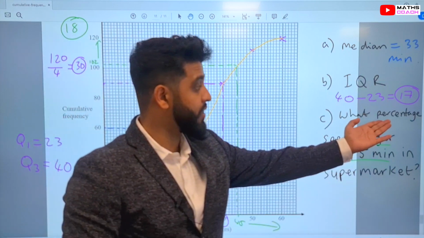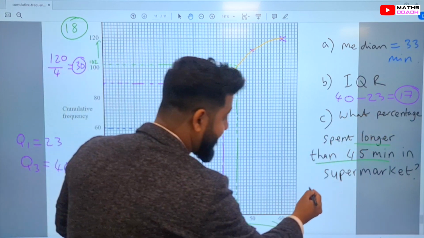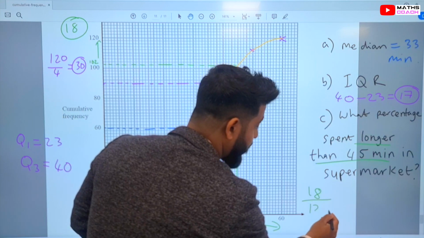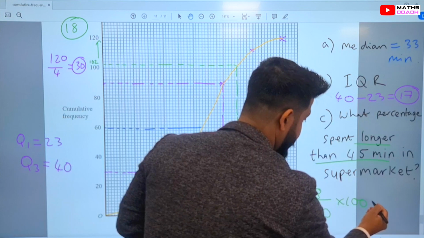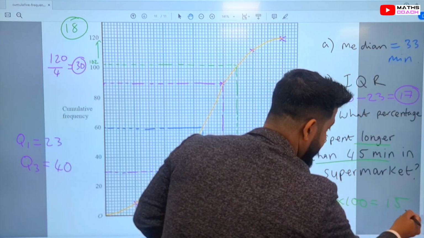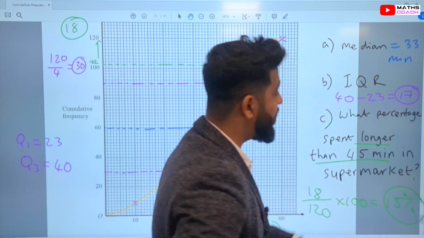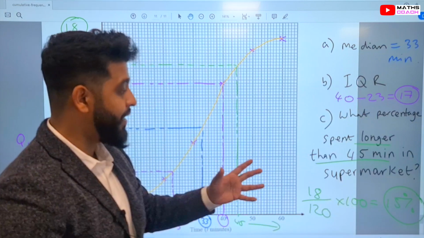But the question asks us for the percentage. So it's going to be 18 out of the total amount of people, which is 120, and we times that by 100. And the answer to that is 15%. So 15% of the people spent longer than 45 minutes at the supermarket.